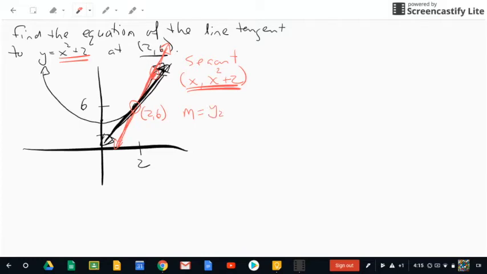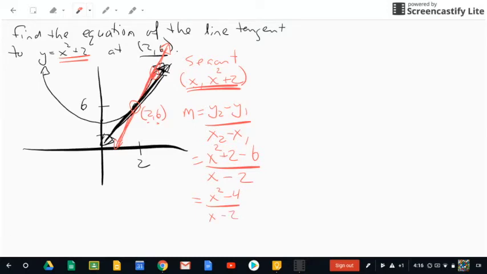Remember, slope is y2 minus y1 over x2 minus x1. And so y2, x squared plus 2, minus y1, 6, over x2, x, minus 2, x1. So the slope of the secant line, the slope of that red line there, is going to end up being x squared minus 4 over x minus 2.